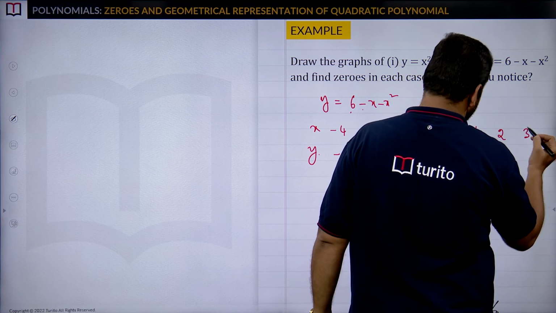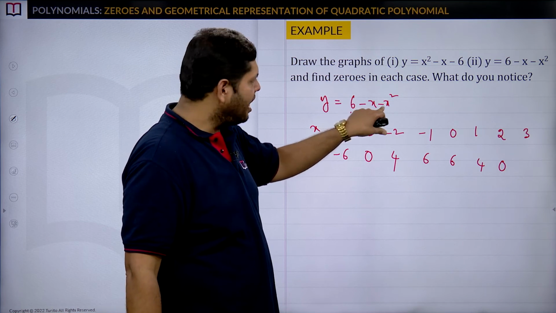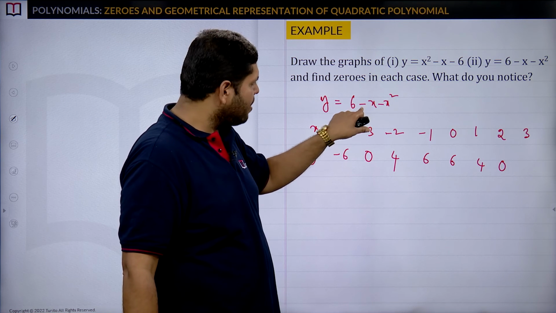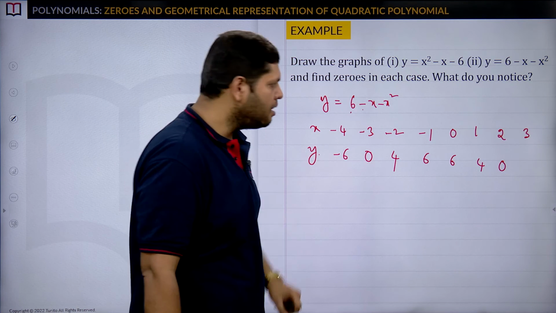Then I will take 3. 6 minus 3 square, and 3 square is 9. So minus 3 minus 9 is minus 12. 6 minus 12 is minus 6.